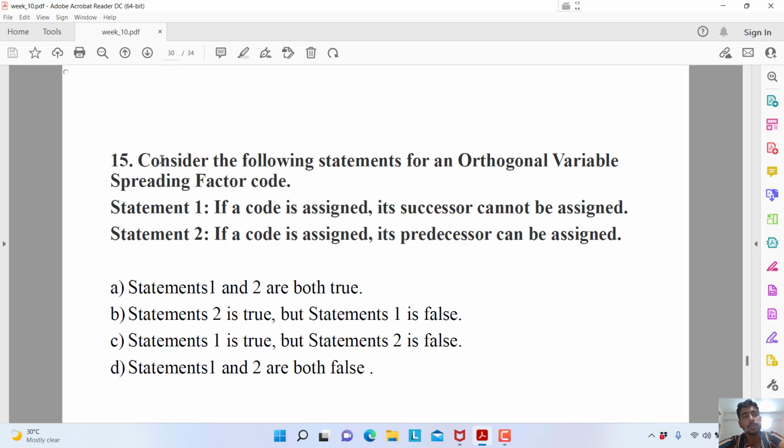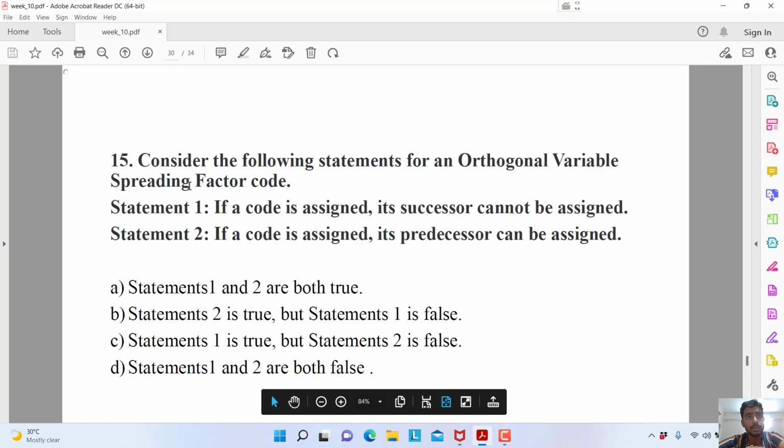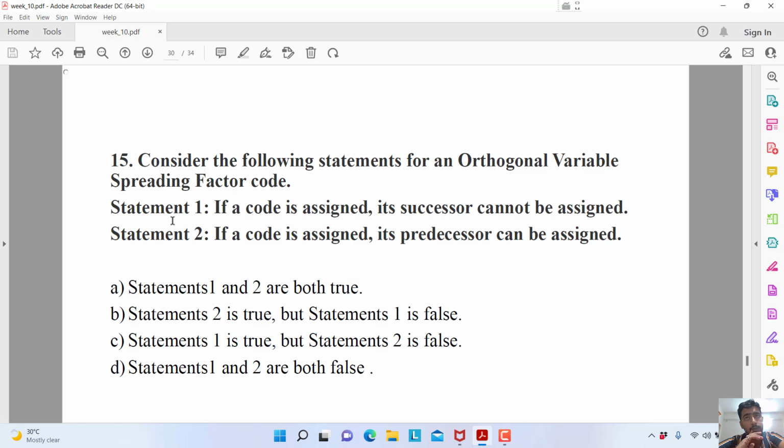Question number 15 is a statement type question. Consider the following statements for the orthogonal variable spreading factor code. Statement 1: if a code is assigned, its successor cannot be assigned. Statement 2: if a code is assigned, its predecessor can be assigned. Which option is true? Both statements true, one true and two false, two true and one false, or both false.